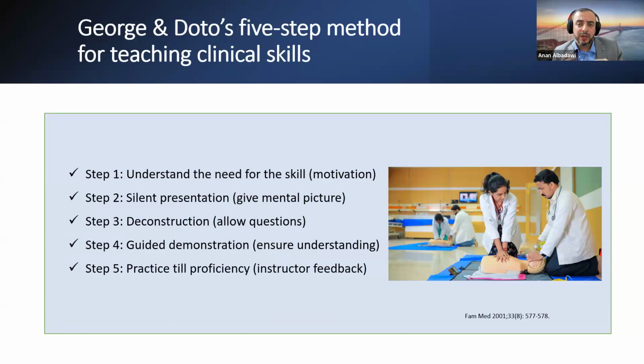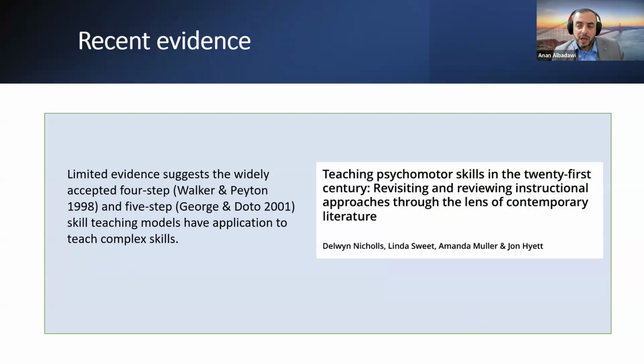the learner will have an idea about the importance of the skill, why this skill is important. And then the three-step approach of demonstration, like what we discussed earlier in the Peyton, silent demonstration. This will provide the mental picture to the learner on how the skill should be performed. And then deconstruction of the skill. This is to allow for questions about techniques and sequence of actions, and then guided demonstration. This is to ensure understanding, and then continuous practice until achieving proficiency.